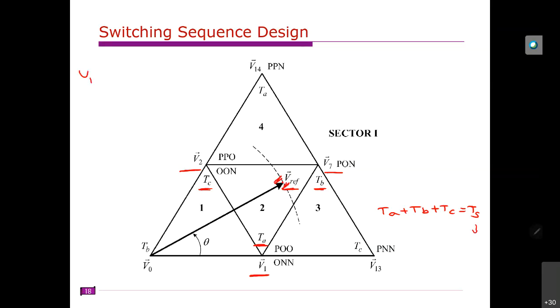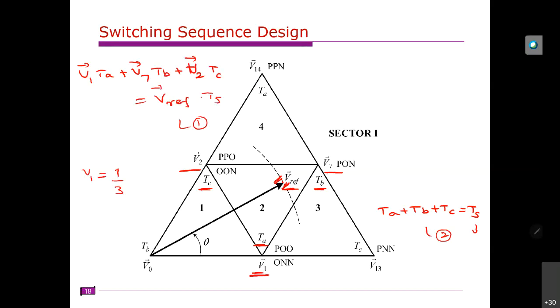So we can write something like this: V1 and its dwell time Ta, plus V7 and its time Tb, and V2 and its time Tc, is equal to V reference into its time Ts. So you have this one equation. This is another equation. You know the value of V1, right? What is its magnitude? Its magnitude is 1 by 3.